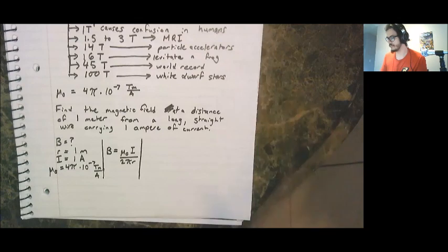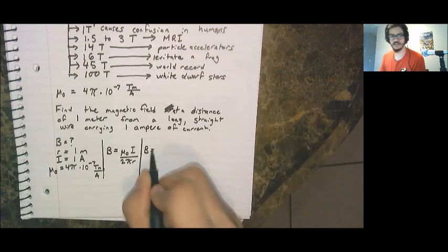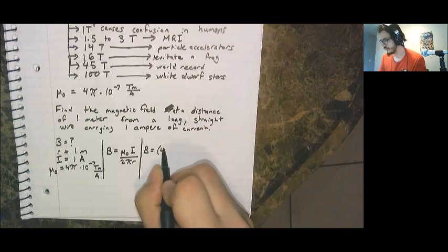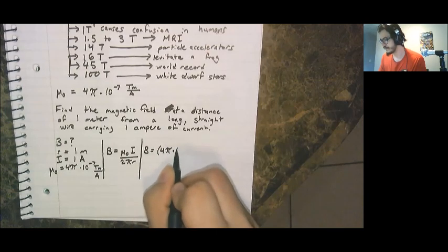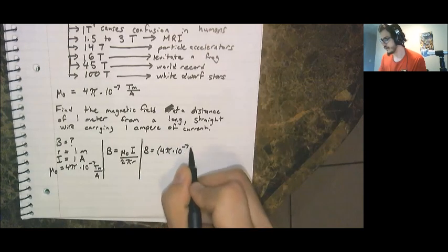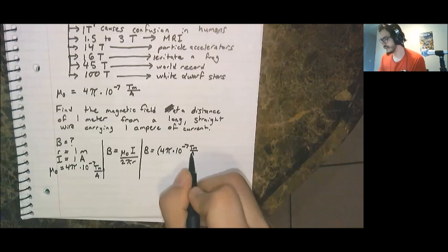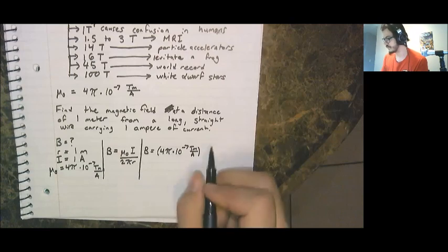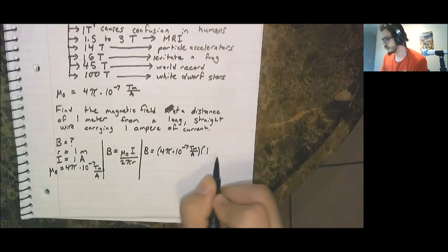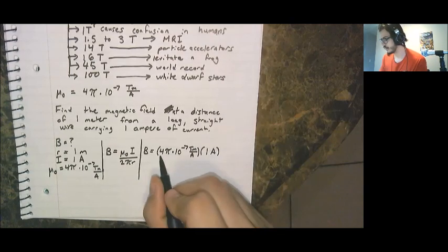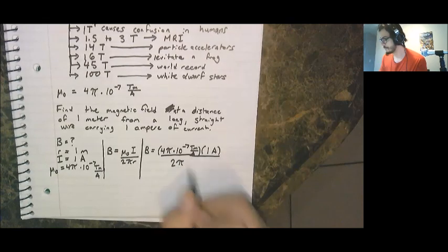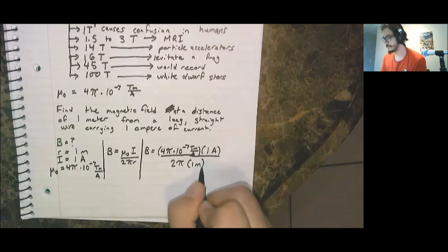Plug in and solve. B is unknown, so we can't plug in for it. Mu naught is a constant, so it will always have this value. You don't necessarily need to memorize it, but you'll probably end up using it so much that you'll end up memorizing it. 1 ampere divided by 2 pi times 1 meter.